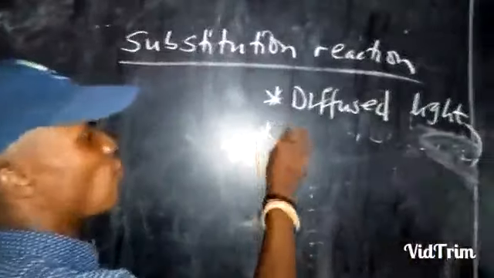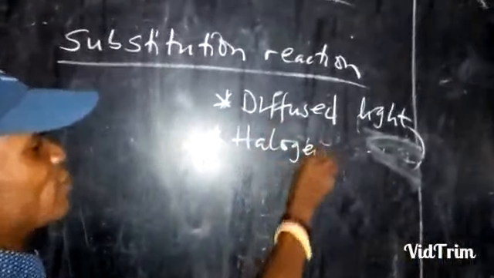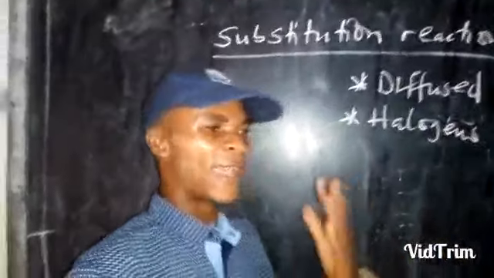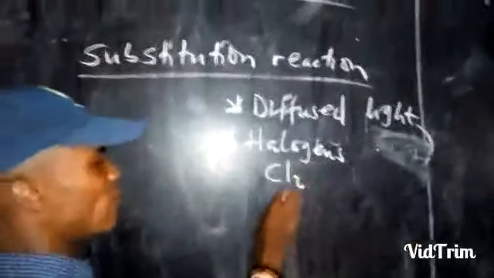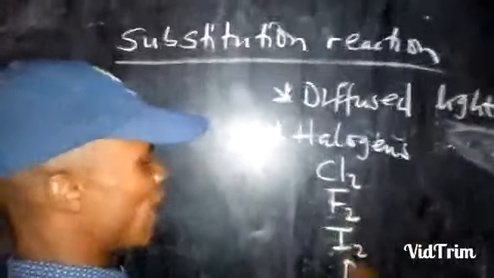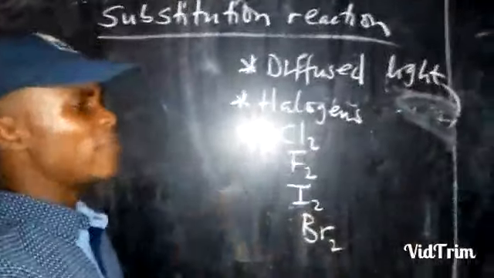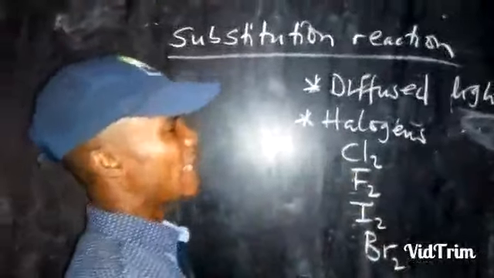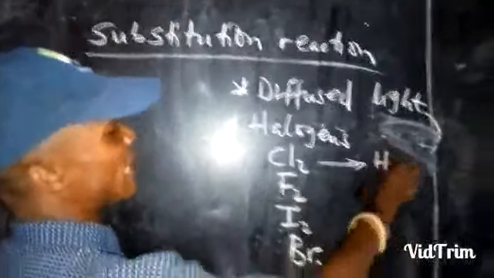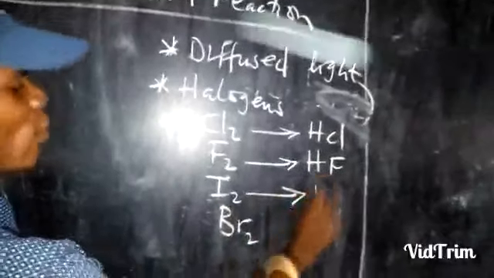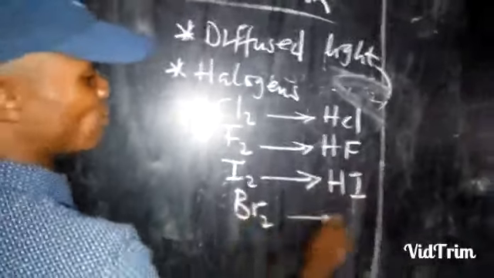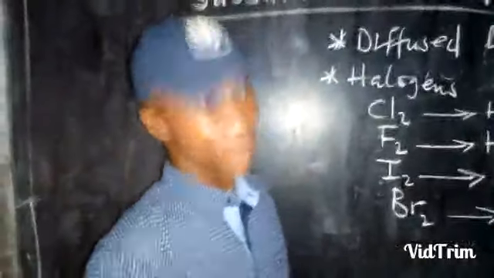And then substitution reaction occurs with halogens. Halogens are elements that are in group 7. Examples of halogens are chlorine, iodine, bromine, etc. Now, when you do substitution reaction with any one of these elements, if you use chlorine, the last product that is formed will be HCl. If you use fluorine, the last product that will be formed is HF. If you use iodine, the last product becomes HI. If you use bromine, the last product becomes HBr.